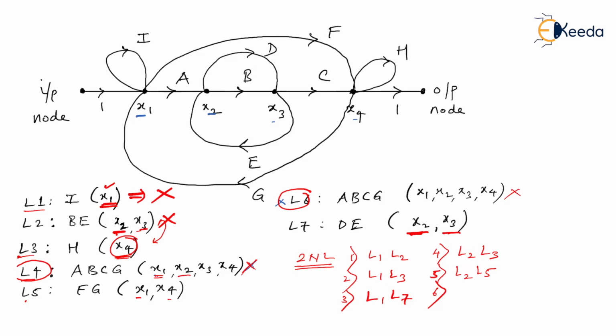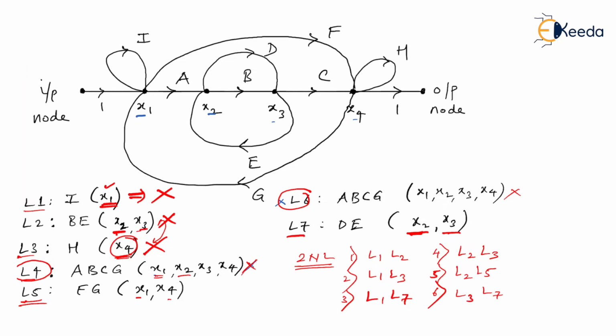I can say L3, L7 are two non-touching loops. Am I right? Hereafter I'm not going to compare L3 with any other loop because I have compared L3 with every possible loop. Now I'm going to compare L5 with the rest of the loops.